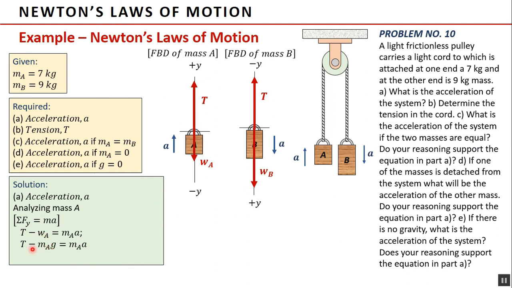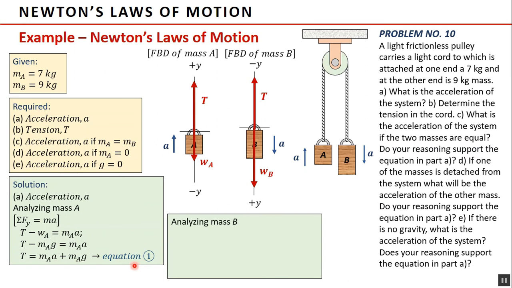Our goal is to solve for the acceleration. Since we do not know the tension yet, we cannot solve immediately for A. So let us solve tension T by pretending that we know the value of acceleration A. Transposing this to the other side, tension T is mass of A times acceleration plus mAg. Then we label this as equation 1.